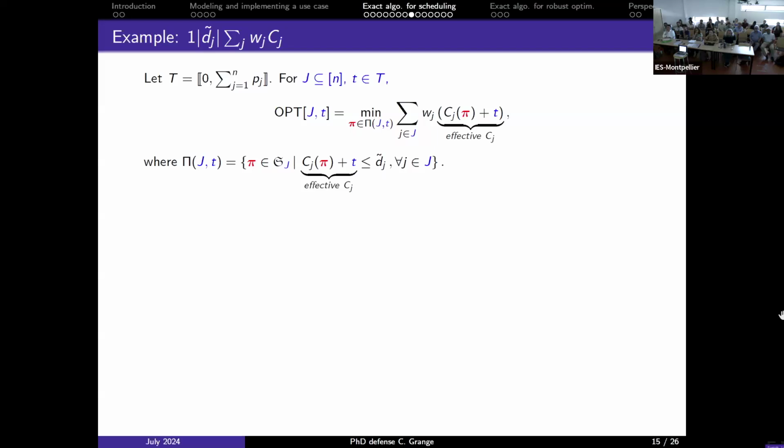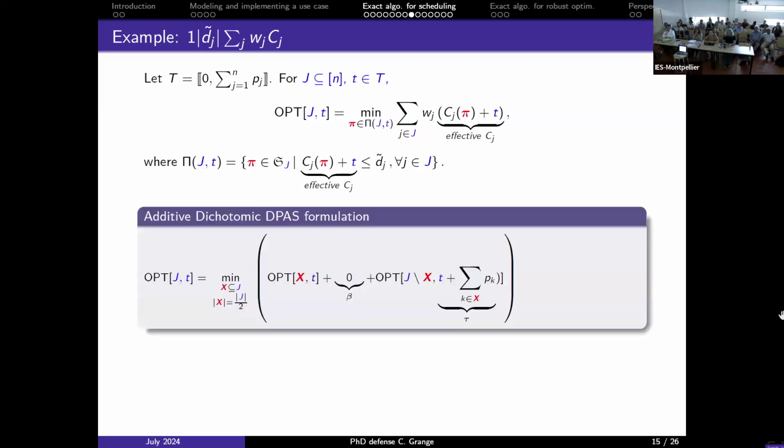So the completion time shifted by t. So we can show that both additive DPS and additive dichotomic DPS formulation are satisfied. And what is important here is that we can compute the starting time of the second permutation because it's always the starting time of the first permutation plus the processing times of the first permutation.